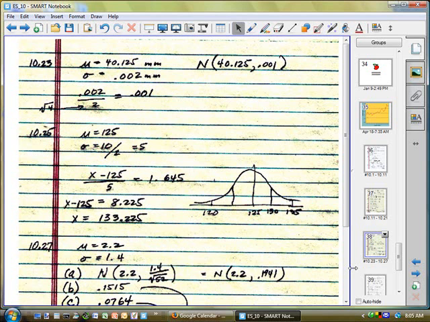So anyway, on this problem, when I get all done, I wrote my answer like this. The mean should be the same as the mean they gave us. The standard deviation, though, should be this new one that we calculated. So this is a way you can actually write your answer.